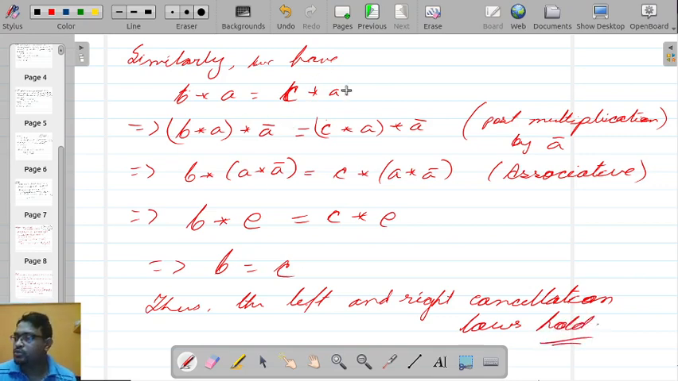So these are the results. Three theorems we have done: uniqueness of identity, cancellation law, and uniqueness of inverse. I had given you some problems, so meanwhile you try to discuss them. In the next lecture we will do some more examples, then subgroups and other properties of groups.